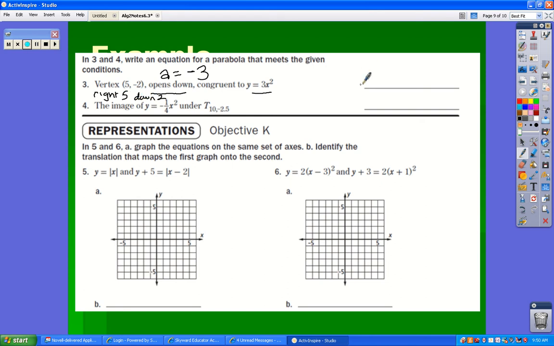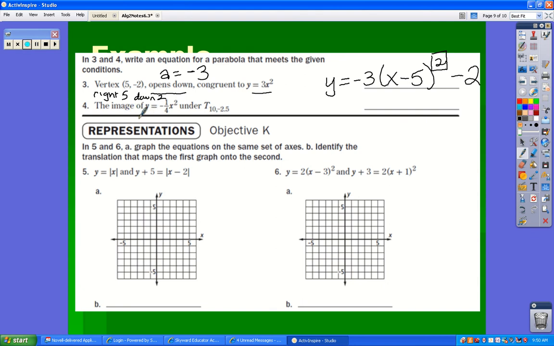So how am I going to write this? Y equals, well, A is negative 3, (x going to the right 5, so that's a minus 5). Don't forget your exponent. A lot of kids will forget the exponent, so be careful with that. And then go down 2 means minus 2 off the end.